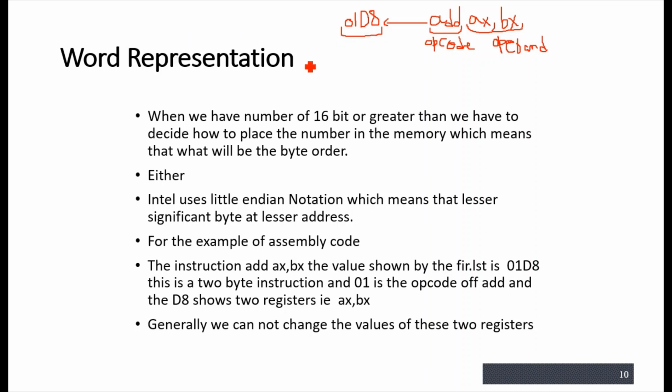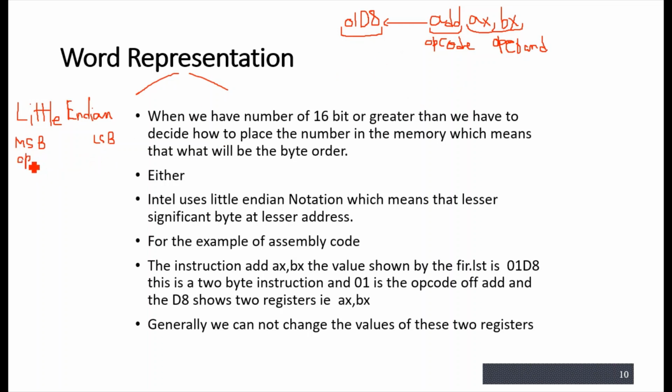So we have the word representation, which has two types of representations. One is Big Endian. Little Endian representation is also being used by Intel, which is the scenario in our case as well. In Little Endian representation, the least significant word would appear on the right side and the most significant word would appear on the left side of the machine code when translating the assembly code to machine code.